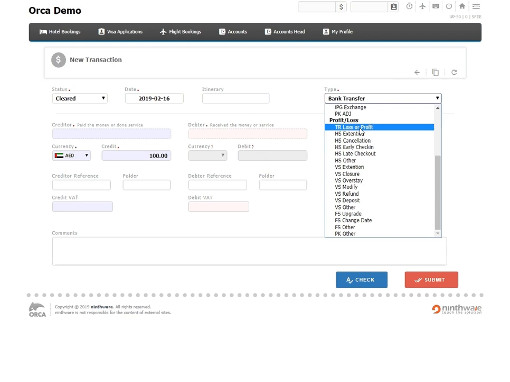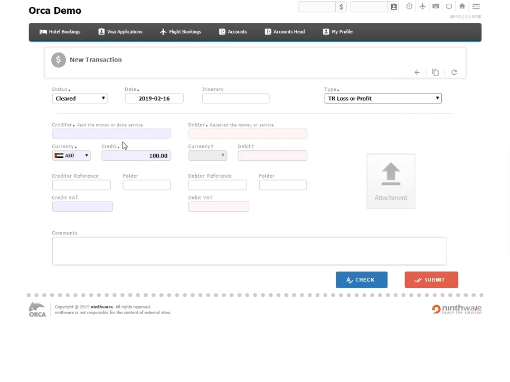Another type of transaction is the profit loss. For example, TR profit loss. You are paying 100 dirham from your bank A. You are receiving 90 dirham in your bank B. What does it mean? It means there has been 10 dirham of expenses in your transaction. The system puts it in your expenses.